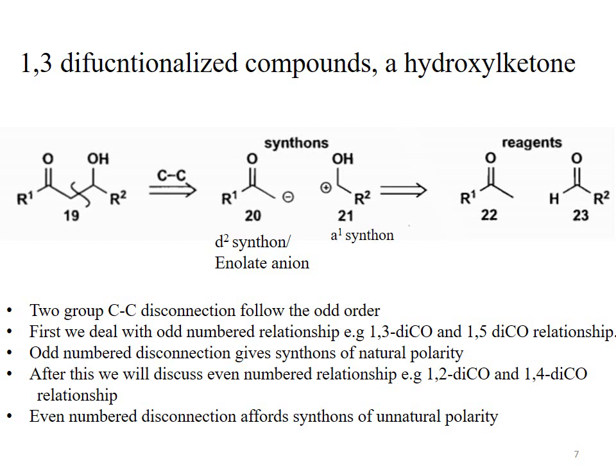In this lecture we will discuss the 1,3-dicarbonyl relationship, that is odd number relationship, and in these compounds when a beta bond is disconnected, then two fragments, both these fragments possess natural polarity. See the compound 19. When the beta bond is disconnected, then we have two fragments, one is 22, the other is 23. These both are carbonyl compounds and possess natural polarity.